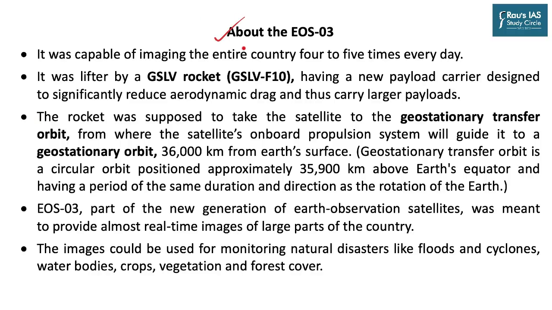Moving on to the EOS-03 mission. EOS-03 was capable of imaging the entire country 4 to 5 times a day. It was lifted by a GSLV rocket, having a new payload carrier designed to significantly reduce aerodynamic drag and thus carry larger payloads. The rocket was supposed to take the satellite to the geostationary transfer orbit, from where the satellite's onboard propulsion system would guide it to geostationary orbit, which is around 36,000 km from the surface of the Earth.